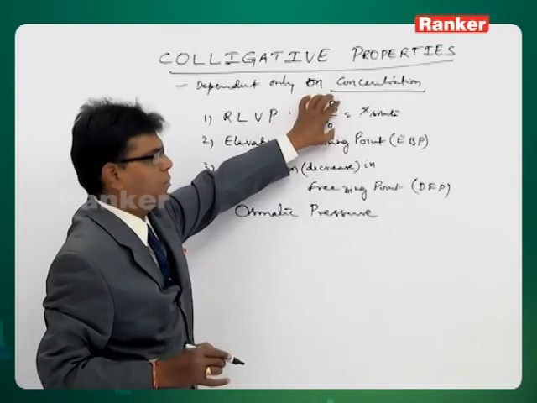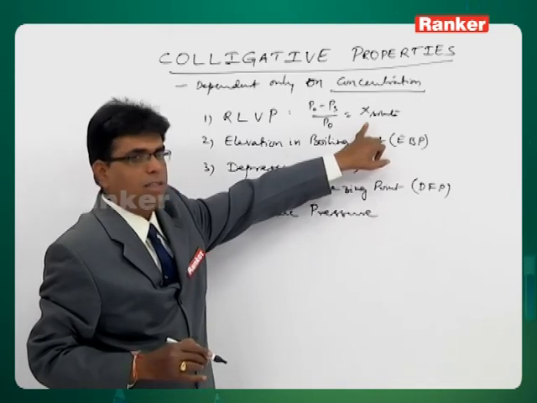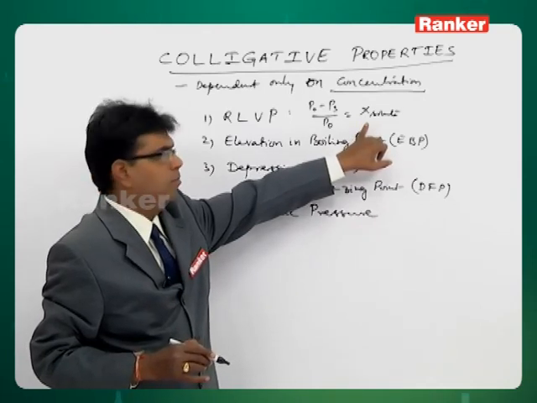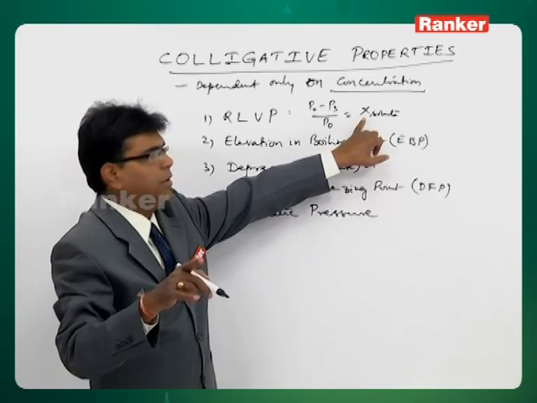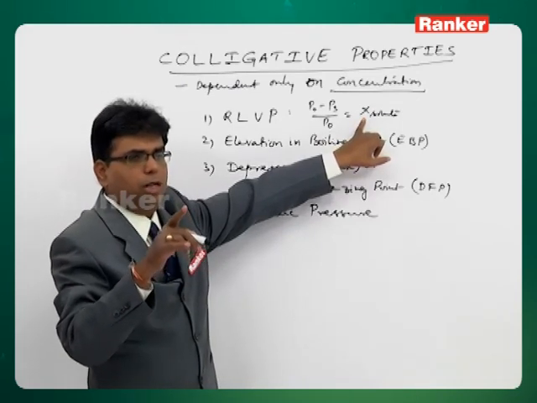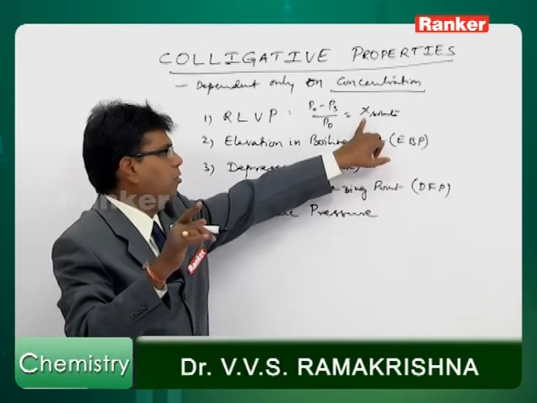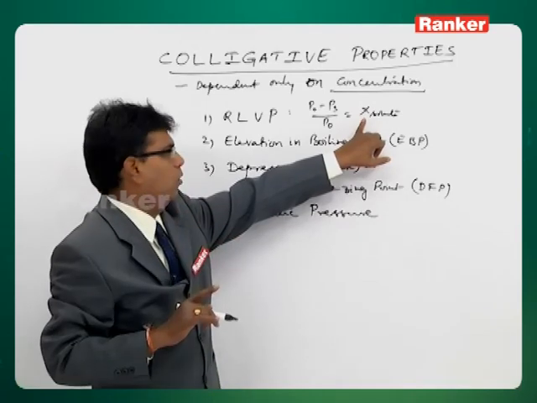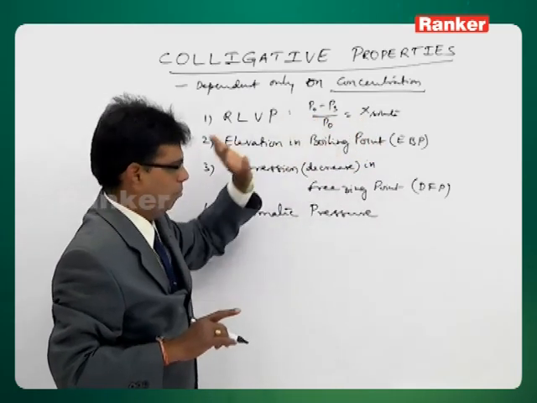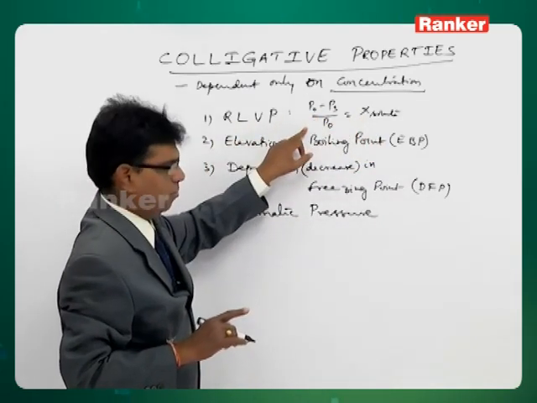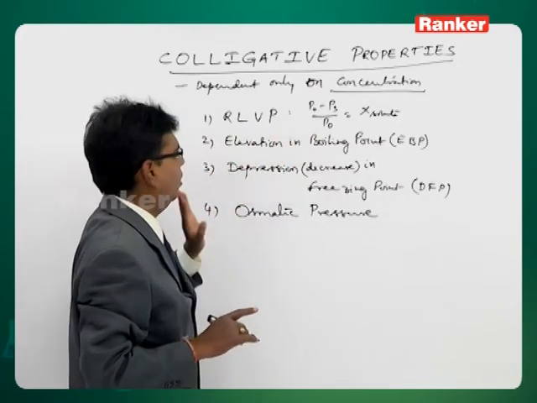So, this relative lowering of vapor pressure is dependent only on the mole fraction of solute, but it is independent of what solute it is. So, it is a colligative property. Whether you take 0.01 molar urea or 0.01 molar sucrose or any 0.01 molar undissociated or unassociated solute, the relative lowering in vapor pressure of that particular solution will be the same. This we have already discussed. Now, I will discuss in detail elevation in boiling point, depression in freezing point, and osmotic pressure.